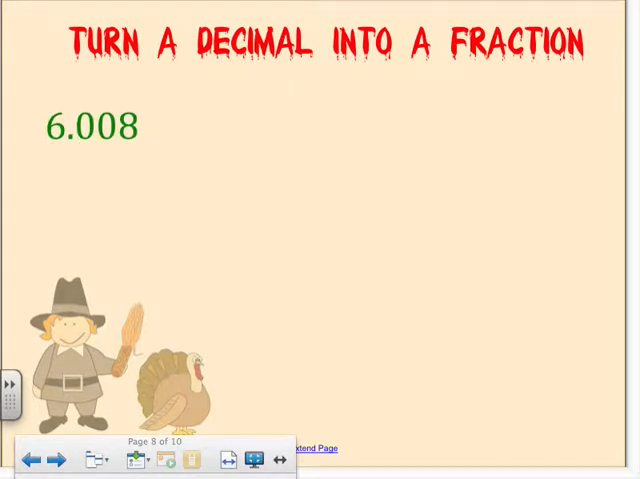Again, pause it, figure out your fraction, and then hit play to get your answer. All right, so this one, again, the 6 stays there. It's a whole number. And then we have 8, and it's in the 1, 2, 3 places: tens, hundreds, thousands. So make sure you put 3 zeros since it's 3 places. So that's our fraction or our mixed number, and I want to simplify it.